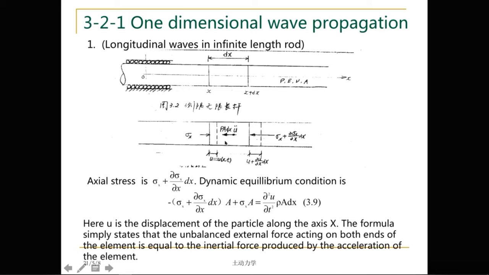And because the element is in vibration, there's an acceleration, the second derivative of U with respect to t. That's the acceleration. And there's an inertial force due to this acceleration. This inertial force is F equal to MA, where A means acceleration, here the second derivative of U, and M is the mass of it. Then we have to calculate the mass of this element. We use rho, density, times the volume of it, cross-section area times the length dX. Then this is the mass of it. Then we can get the inertial force acting on it.